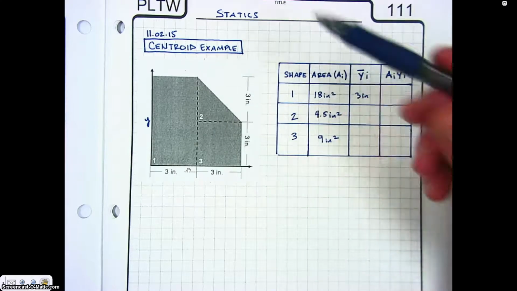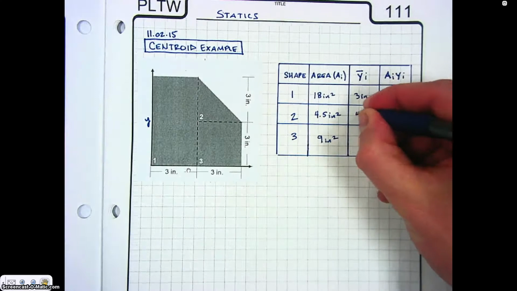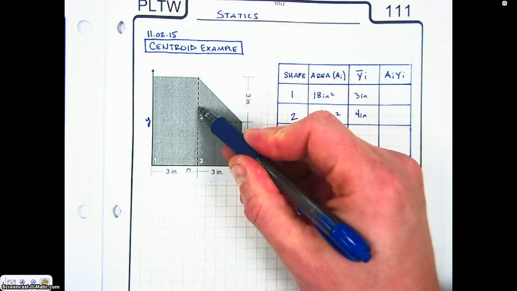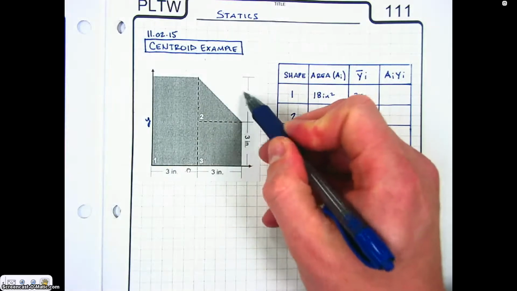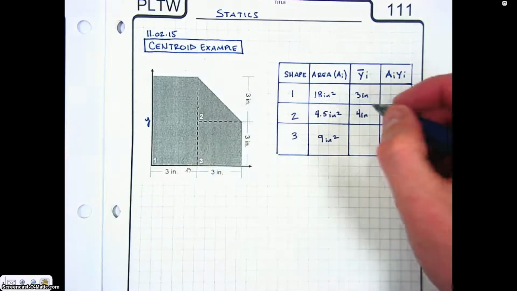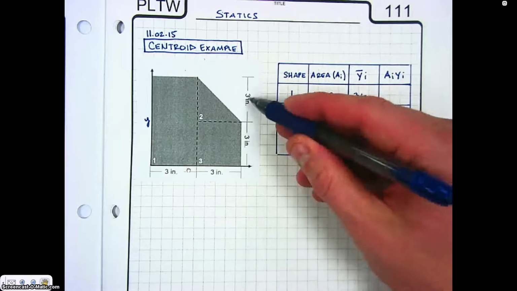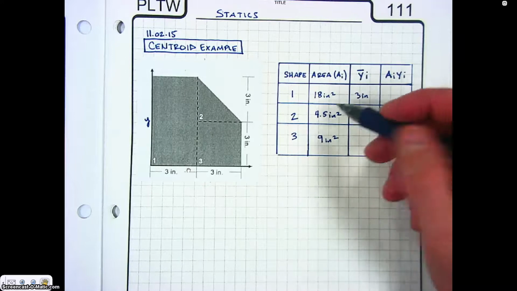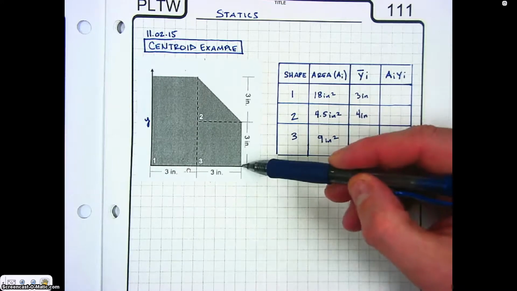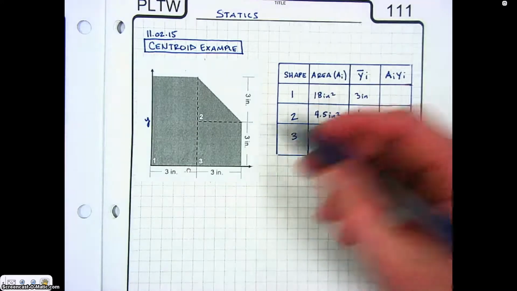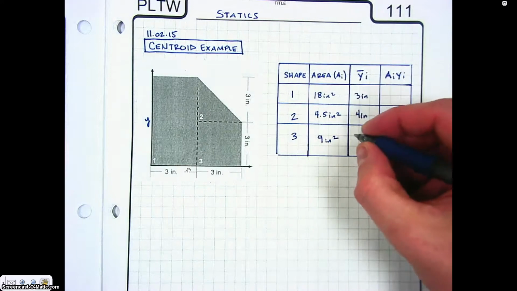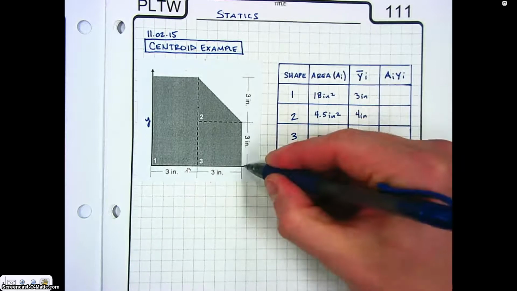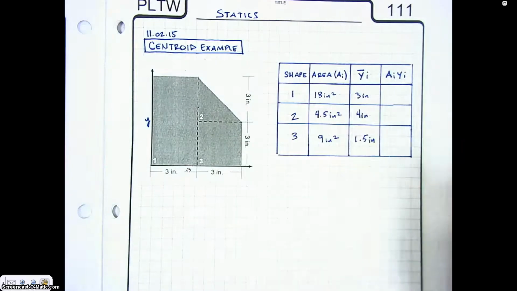So 3 plus 1, that would give me 4 inches. So to find the centroid of that triangle, again, it's 1/3 the height. So the whole height is 3. 1/3 of 3 is 1. And so 3 plus 1 equals 4 inches. For shape number 3, the centroid location is 1.5 inches in the y direction. So I'm going from this reference line to the middle of that shape, which is 1.5.